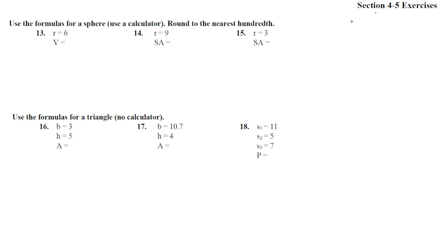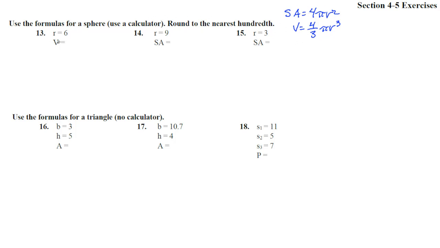Here we are in section 4-5, exercises 13 through 18. Here it says to use formulas for a sphere and use a calculator, rounding to the nearest hundredth. Now, the formulas for a sphere: the surface area is 4 pi r squared, and the volume is 4/3 pi r to the third power, or cubed. So those are the two formulas we're going to use for that one.